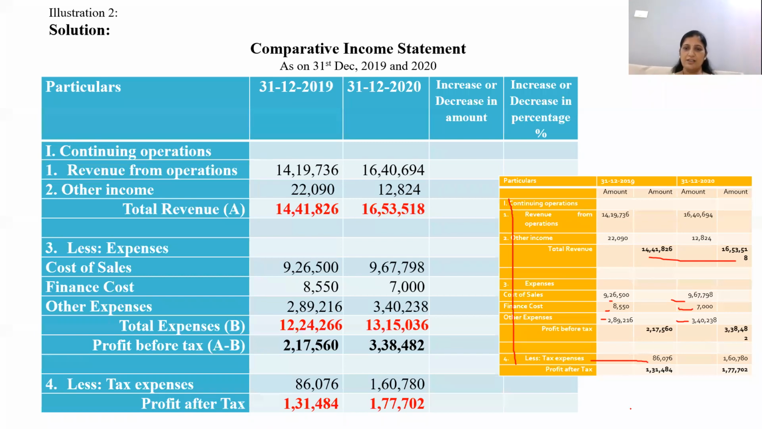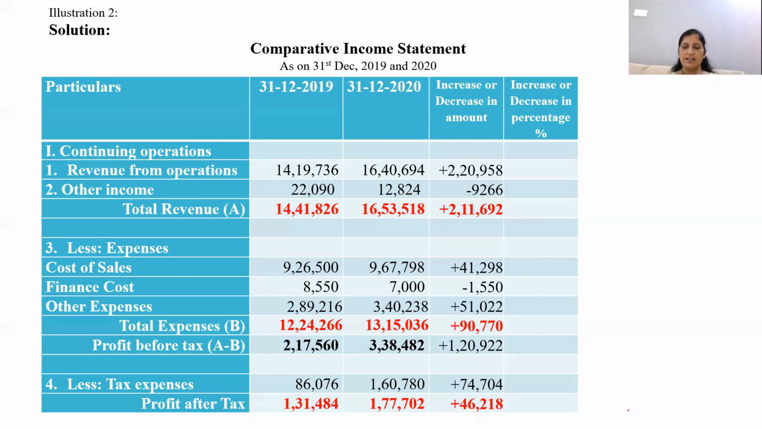Okay, finish this. I'll show you the next calculation. So this is the increase or decrease in amount. You see here 16 lakhs 40,694 minus 14,19,736. You will get plus 2,20,958. Check with your answers.